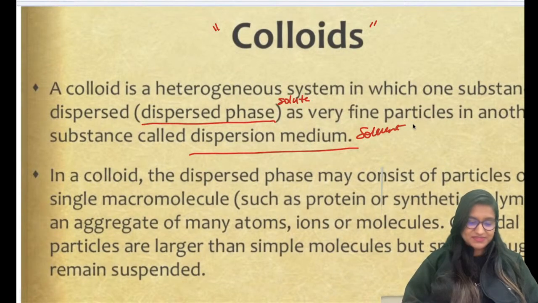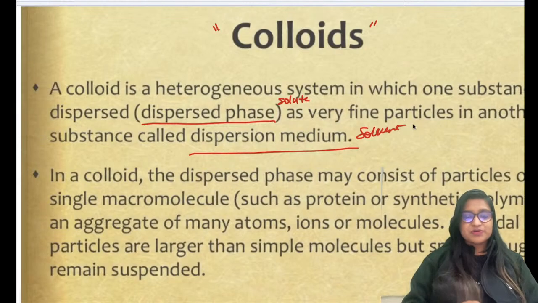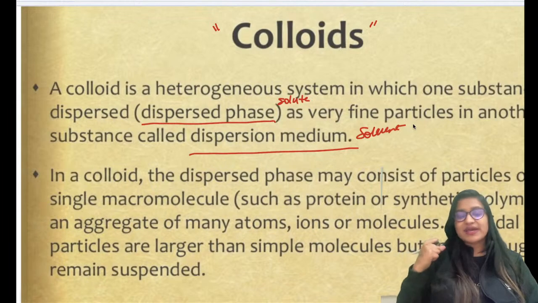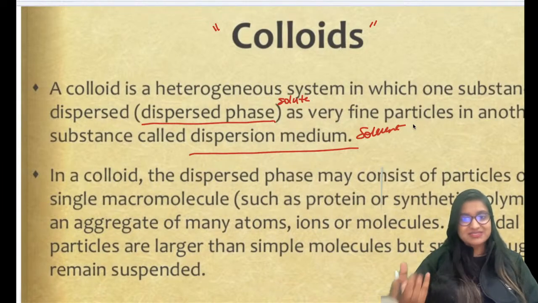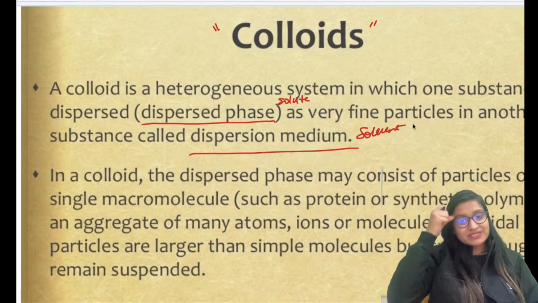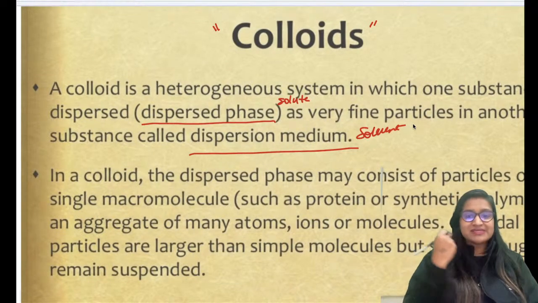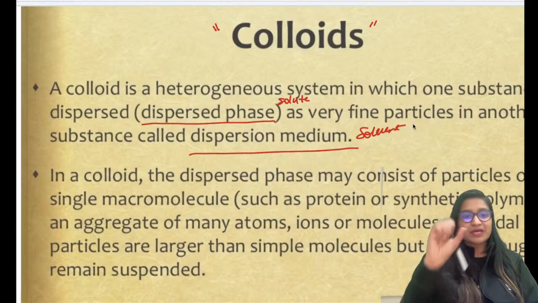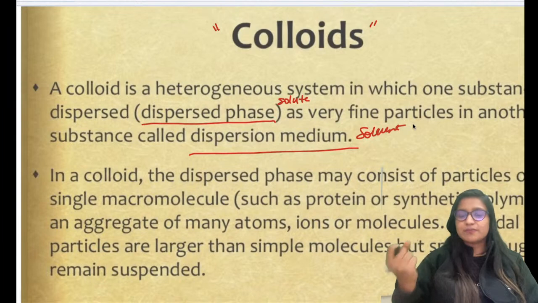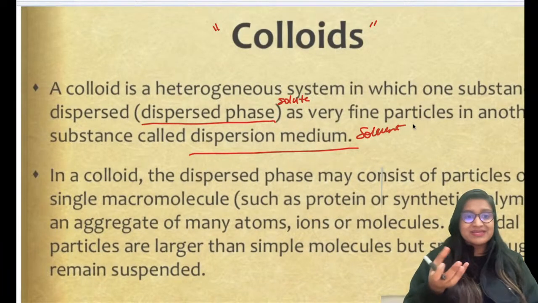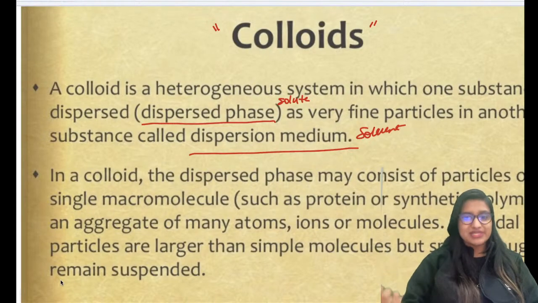Okay, so in a colloid, dispersed phase may consist of particles of a single macromolecule, such as a protein or a polymer, or it may be that some atoms or ions or molecules are simply combined together. So a dispersed phase may be a protein, a polymer, or an aggregate, meaning a group of atoms or ions or molecules, you can say.